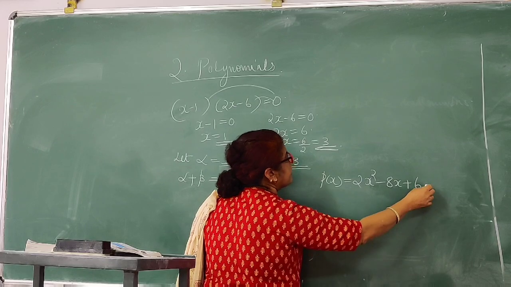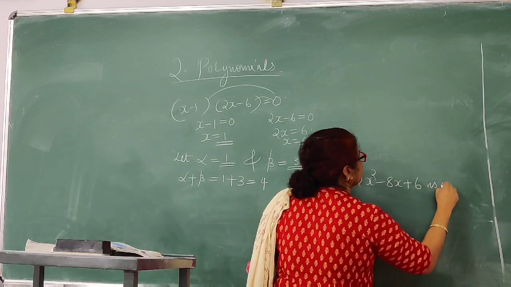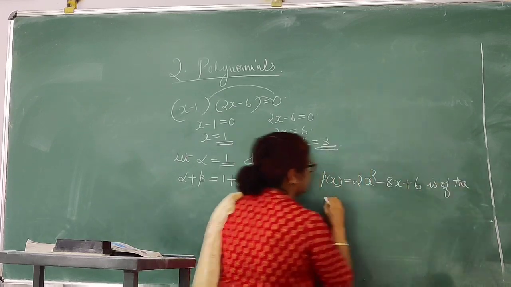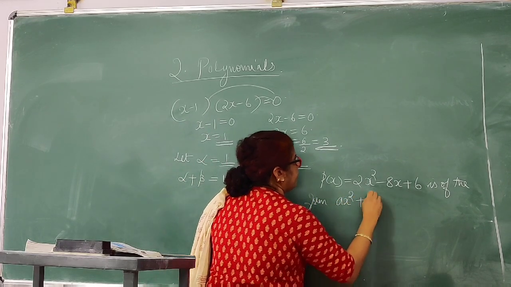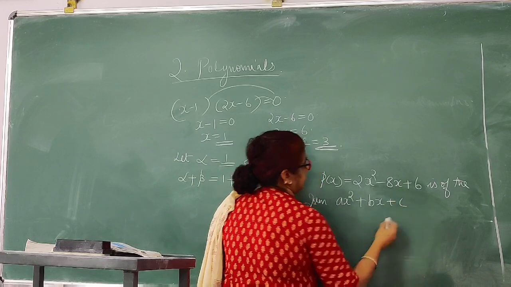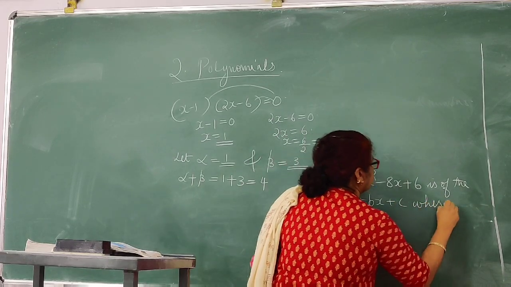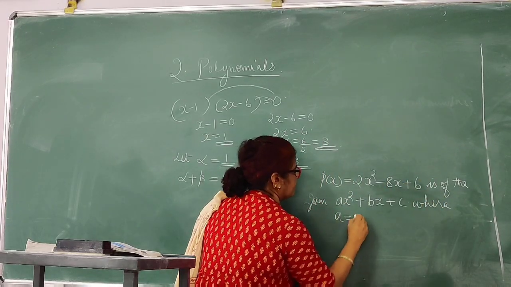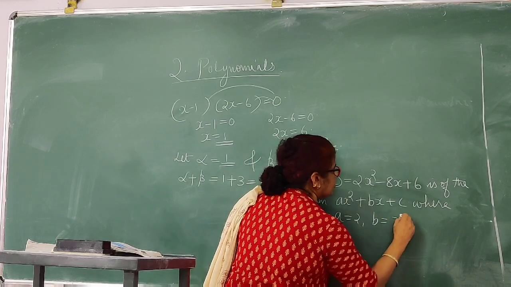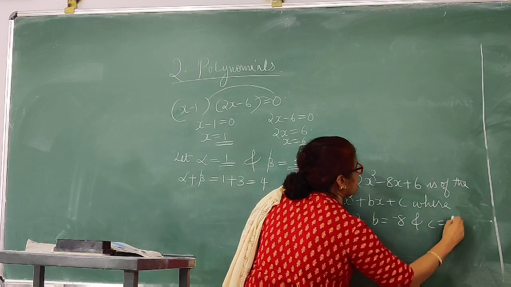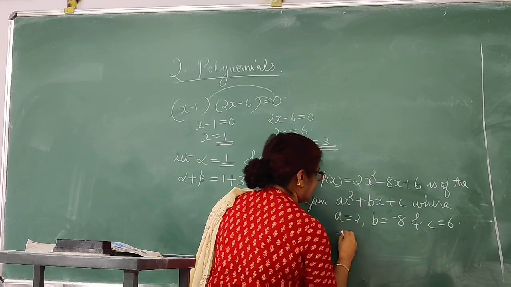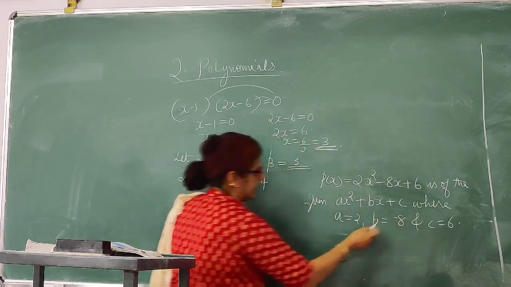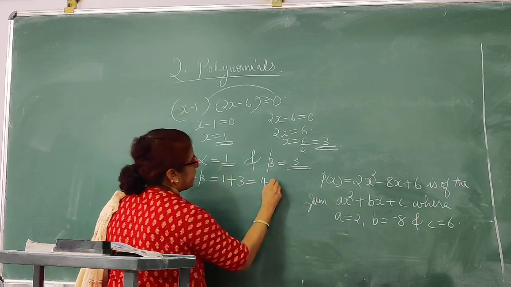And it is of the general form ax square plus bx plus c, where what is a here? a is equal to 2, b is equal to minus 8 and c is equal to 6. Then what we get as minus b by a? Okay, let it be there and we will find it.